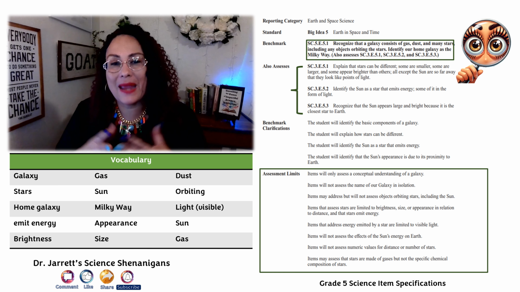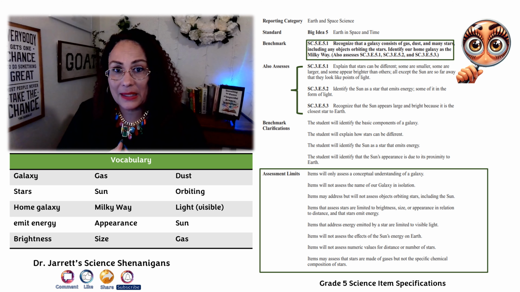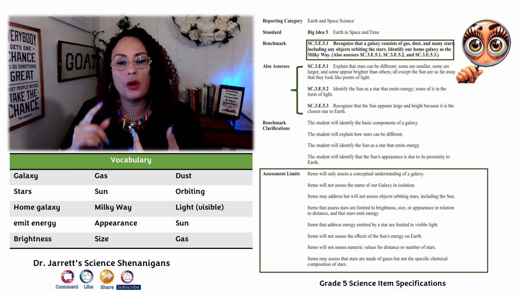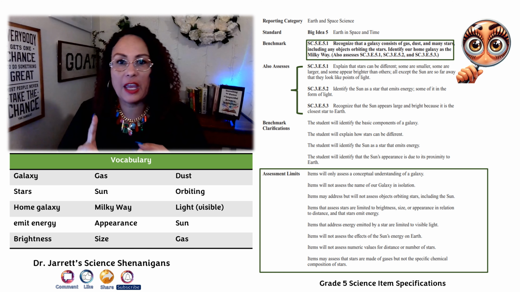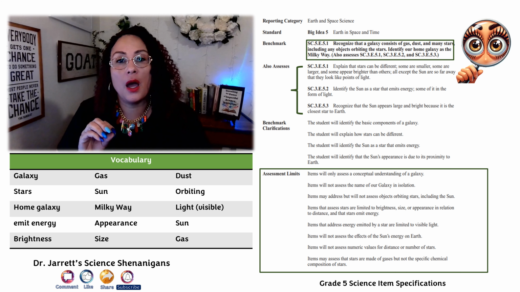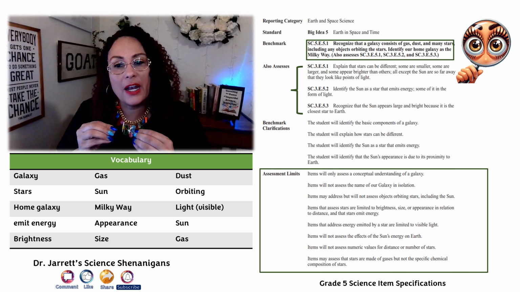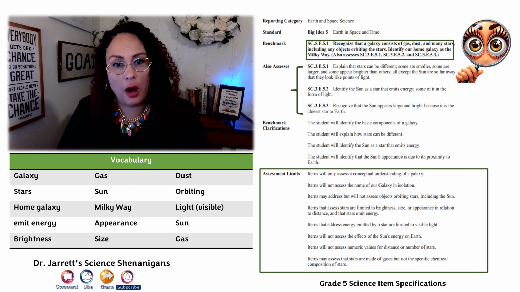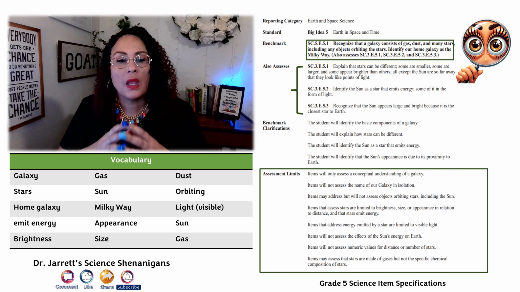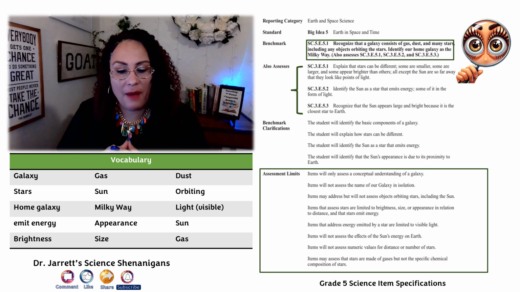Those benchmarks may not be covered in depth in your text. They are referring to stars, and that stars can be different. They can be smaller. They can be larger. They can be brighter. Some are far away. Some are closer, and also they're so far away that they look like little tiny points of light in the night sky.